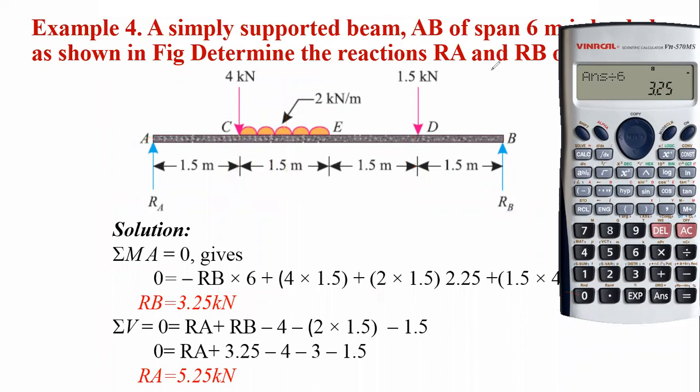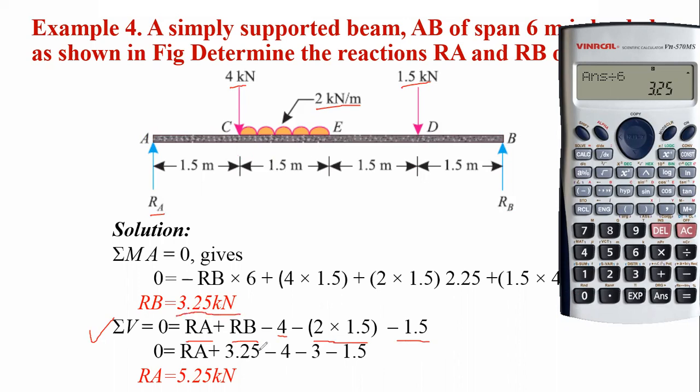Okay. Now the next term that we have to find out is the reaction RA. And how to find this reaction RA? Now let us take the summation of all vertical forces. Reaction RA is going vertically upward, that's why positive. Reaction RB is going vertically upward, that's why positive. This 4 kilonewton force is going downward, that's why negative. This UDL converted into point load, that is 2 into 1.5, and the 1.5 kilonewton load is going downward, that's why minus 1.5.